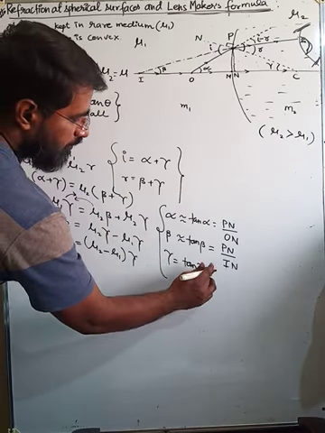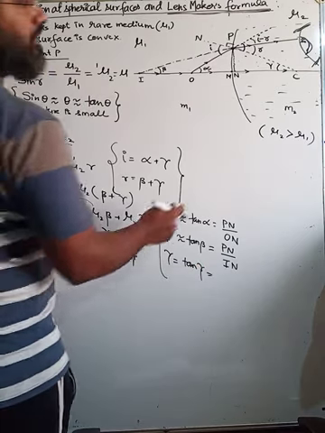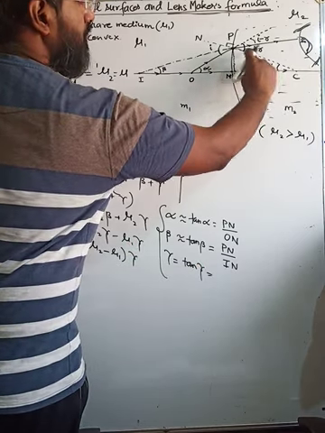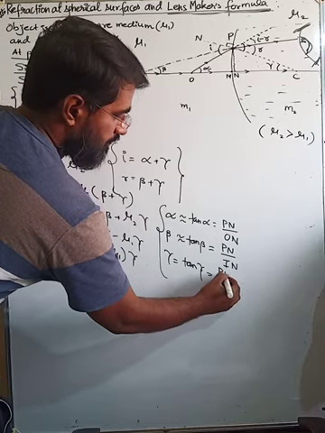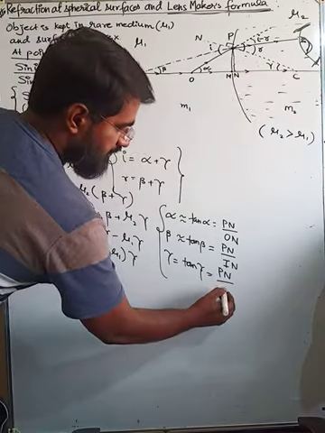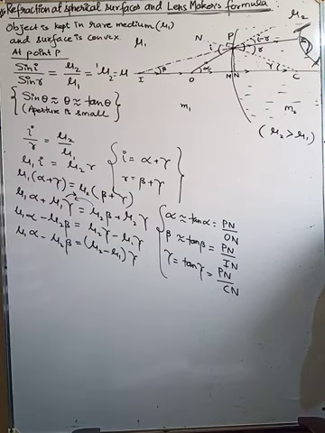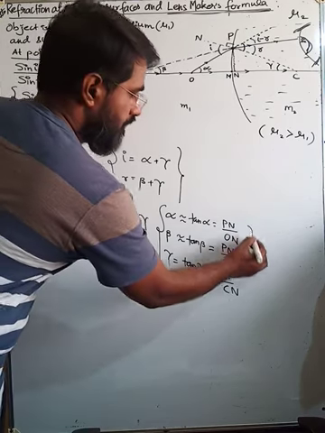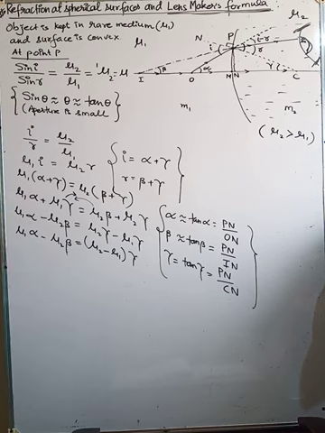Tan gamma is equal to, observe the diagram, this is gamma, so opposite PN upon adjacent CN. So these are the values of alpha, beta and gamma. We will substitute here. Let us substitute.